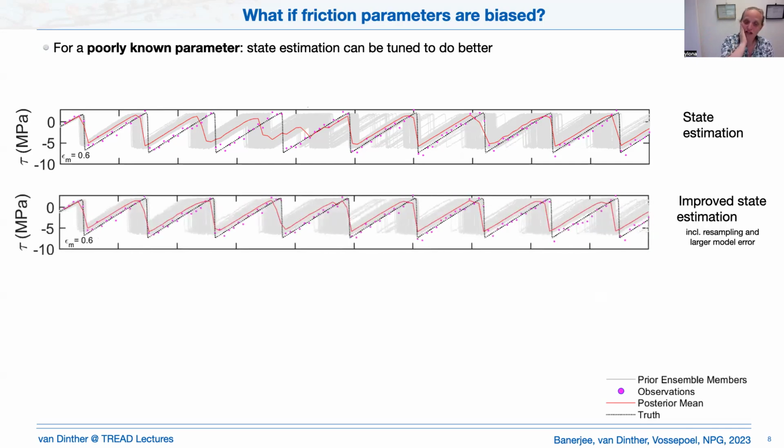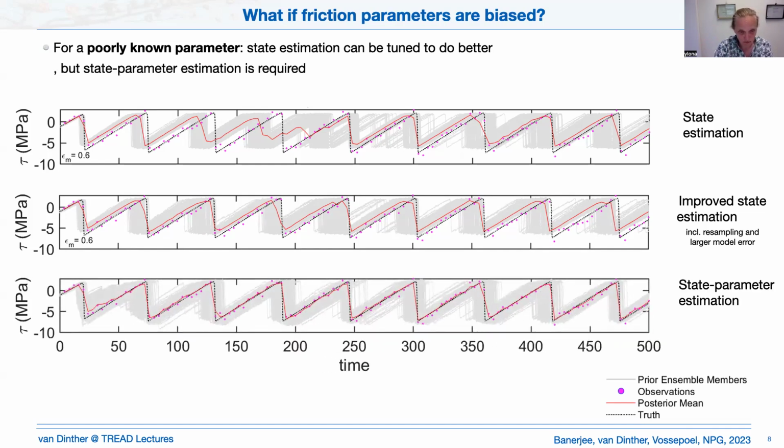You can do some tricks that they have in weather forecasting, also make this model error a bit larger. And then if it is poorly known, it's doing quite okay in correcting the periodicity and the timing of these events. But the best way is to add also the friction parameters in the state vector and estimate that at the same time. So that means doing a state and parameter estimation. If you estimate both friction and the stresses at the same time, then you see that you can recover this recurrence and when these earthquakes will occur again.